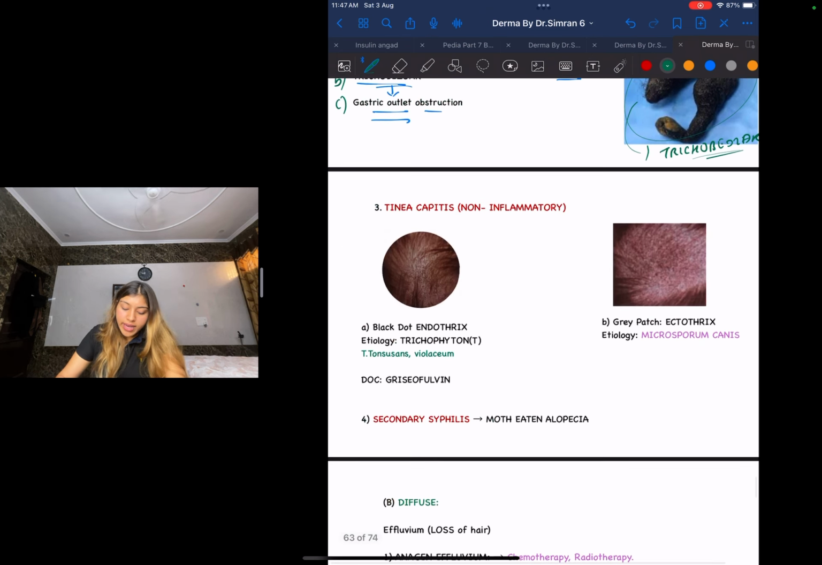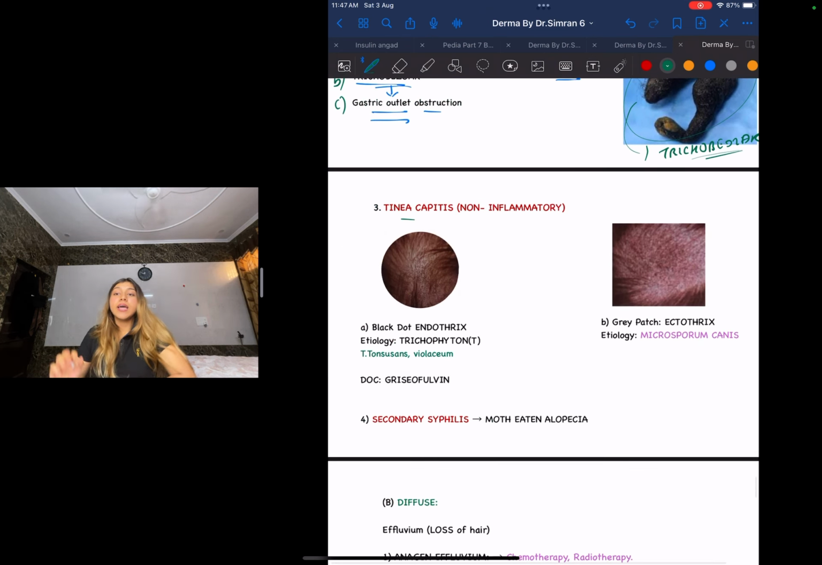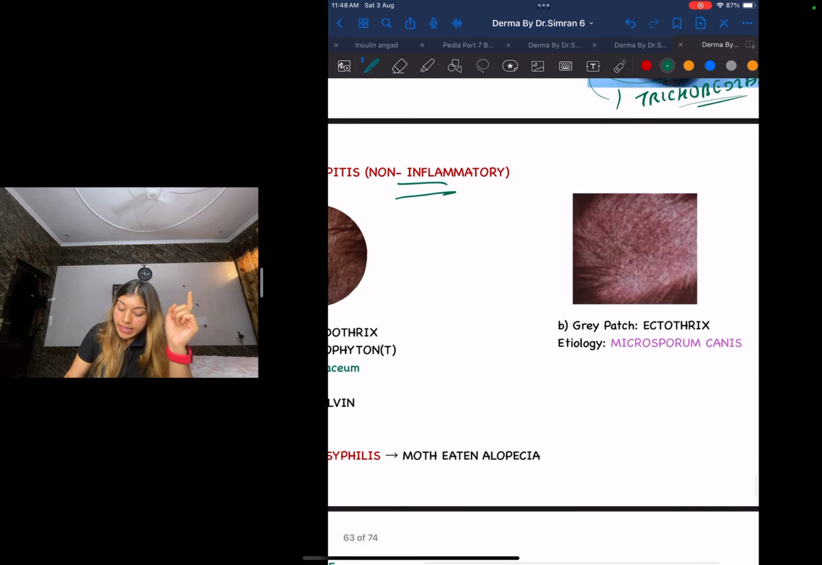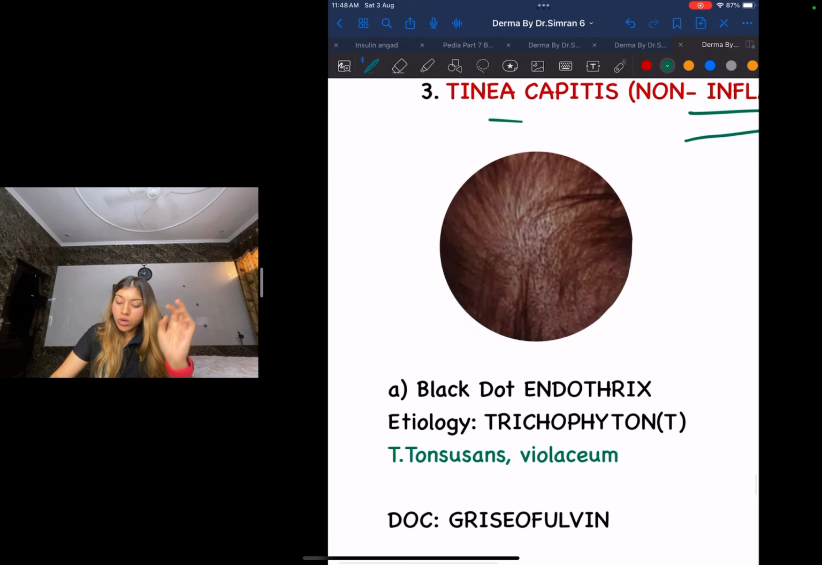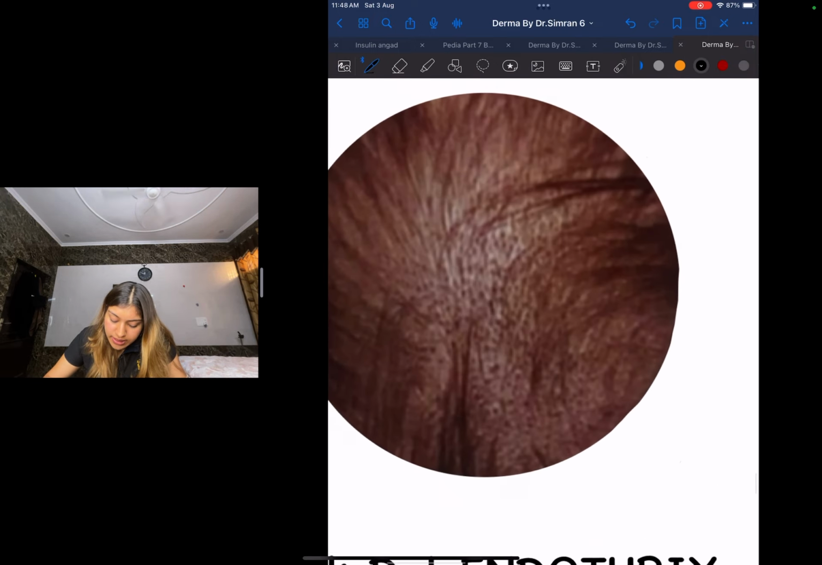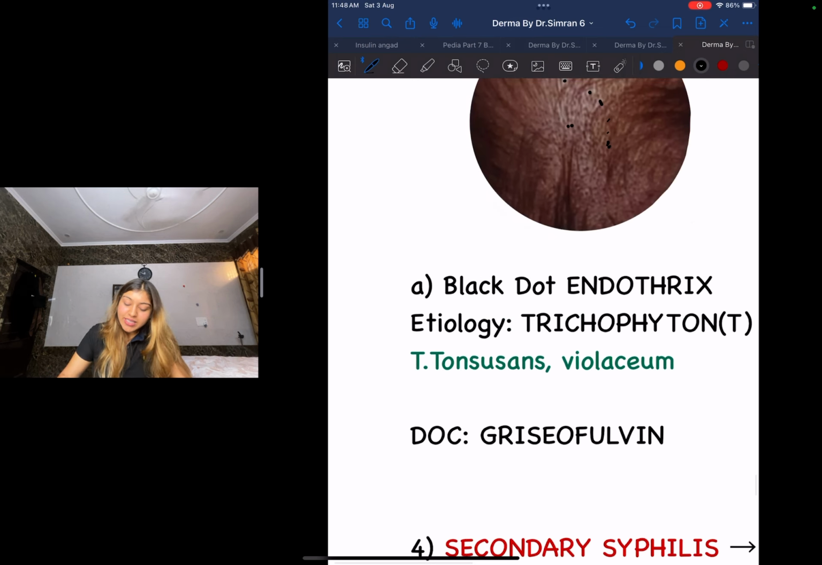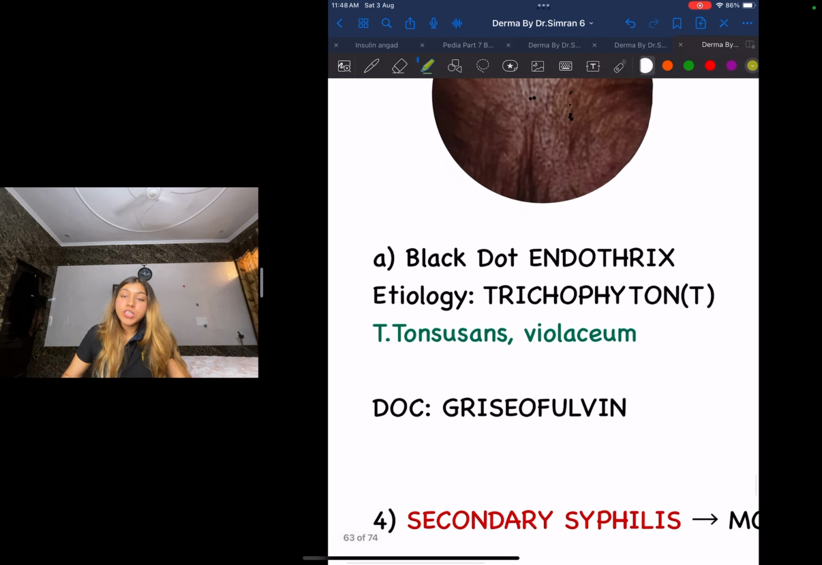Okay, now guys, let us look into tinea capitis. Tinea capitis has a non-inflammatory type. We are going to first discuss the non-inflammatory type. Under tinea capitis, we have two things. We have a black dot endothrix and a gray patch, which is caused by ectothrix. First, let us look at the black dot endothrix. You can see these multiple black dots, right? So what is the etiology of this? What is causing this?